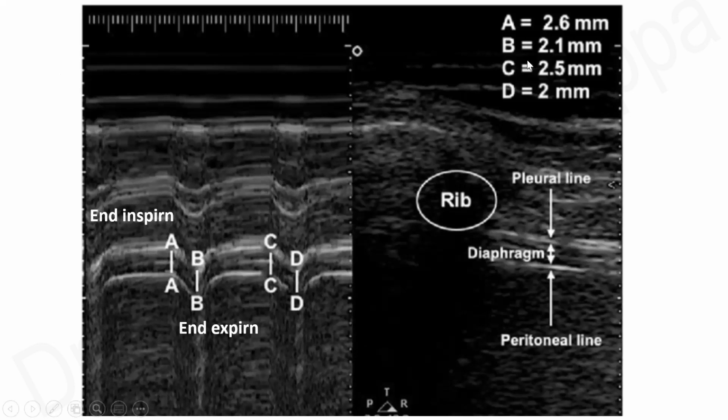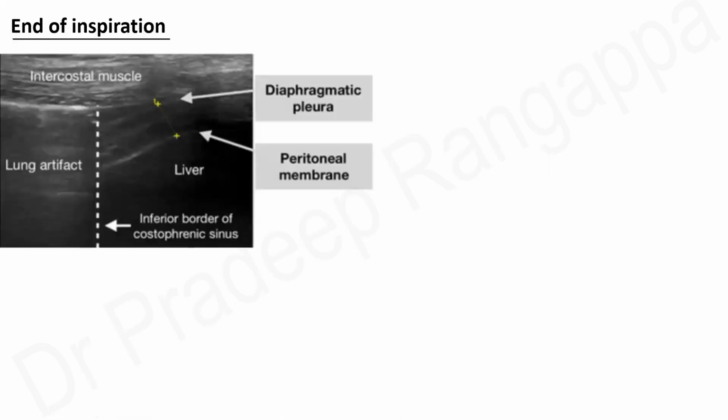As you see, inspiration is much larger and expiration is lesser. And this is how it looks when you look into the ultrasound. So the diaphragm will be seen in between. There will be a pleural line and a peritoneal line, and there is a rib there. So these are just the different pictures I'm showing.